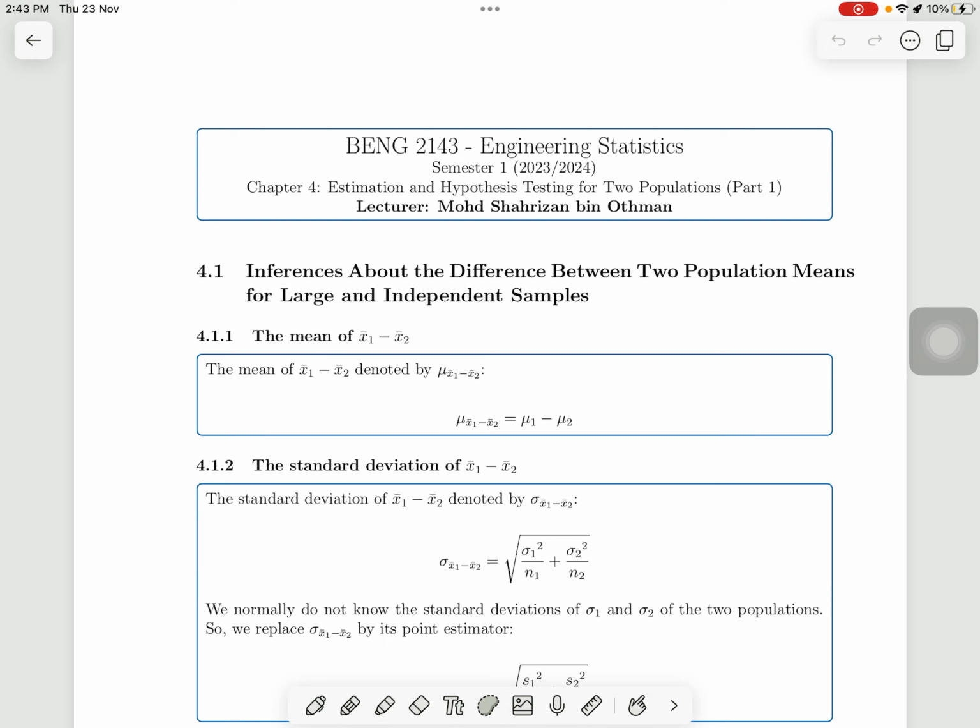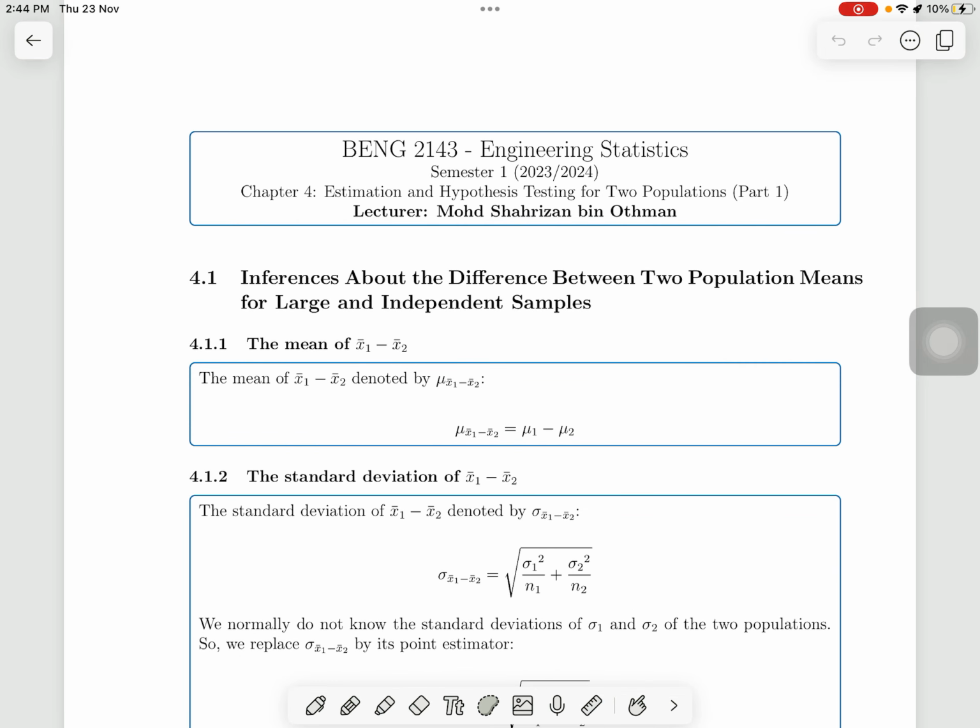So for week 7, part 1, we will focus on a new topic, but it's not so new because it's actually the advance of hypothesis testing for one population. And for now, we will study about estimation and hypothesis testing for two populations. Some books said that is because we have two groups of sample.